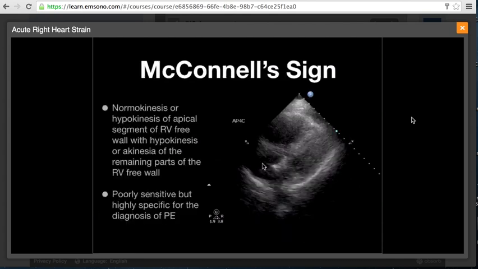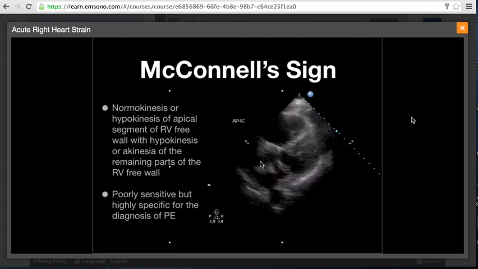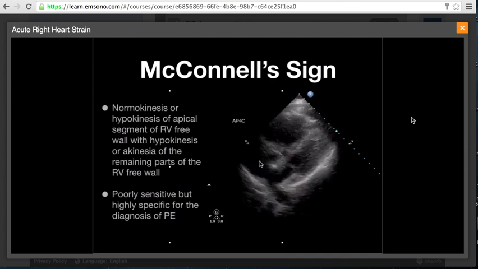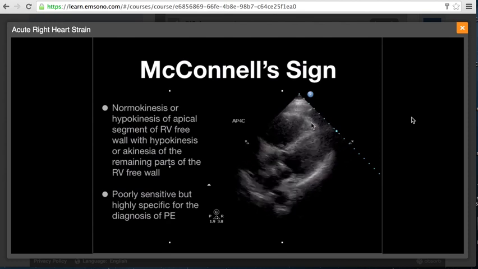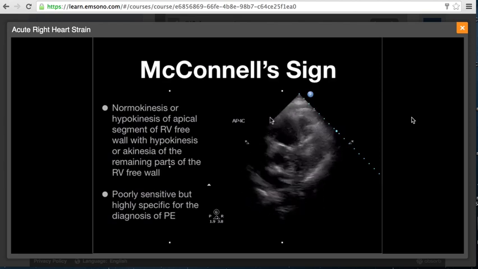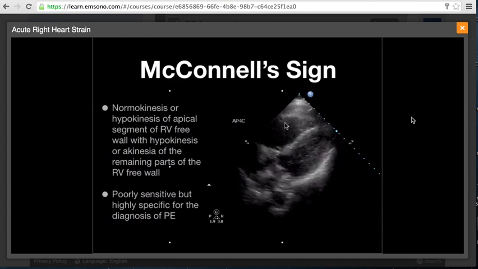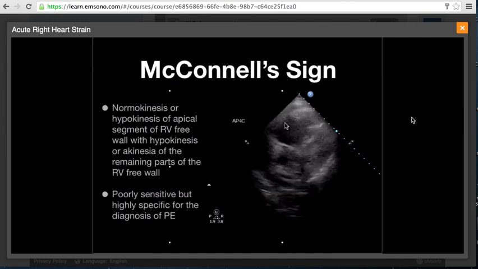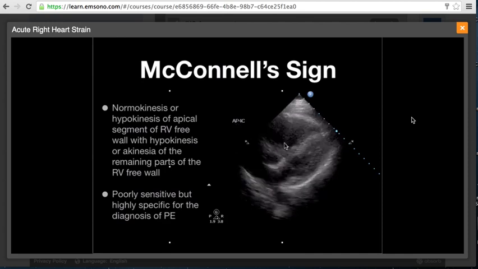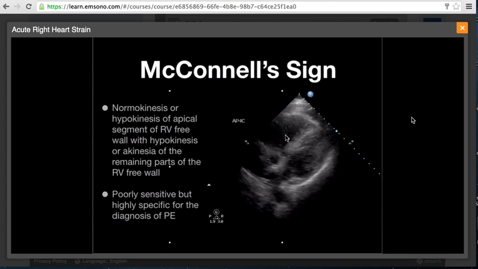The presence of McConnell's sign can be useful in evaluating the patient for a suspected acute PE with acute right heart strain. McConnell's sign is where you have normal wall motion down by the apex, but the remaining free wall of the right ventricle is stunned or akinetic. Now, this is poorly sensitive. You can't use this to rule out the presence of a PE, but it's highly specific for the diagnosis of a PE.